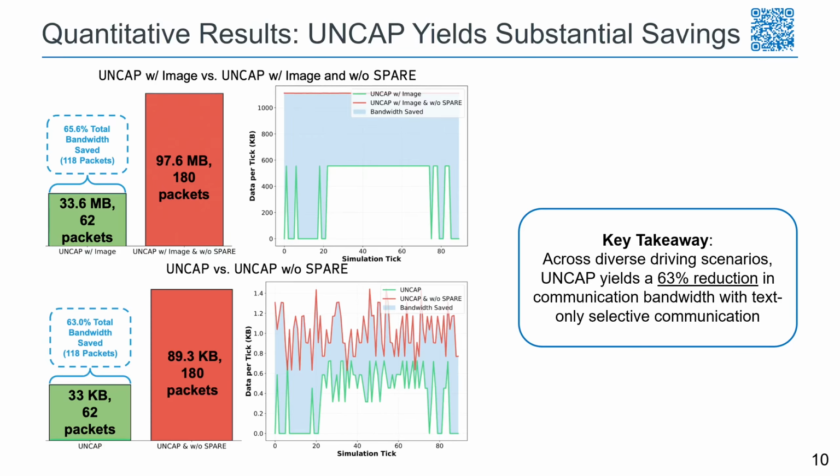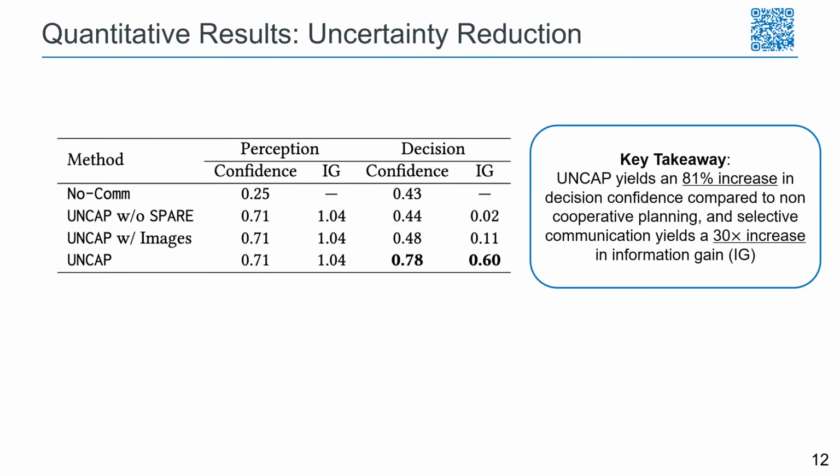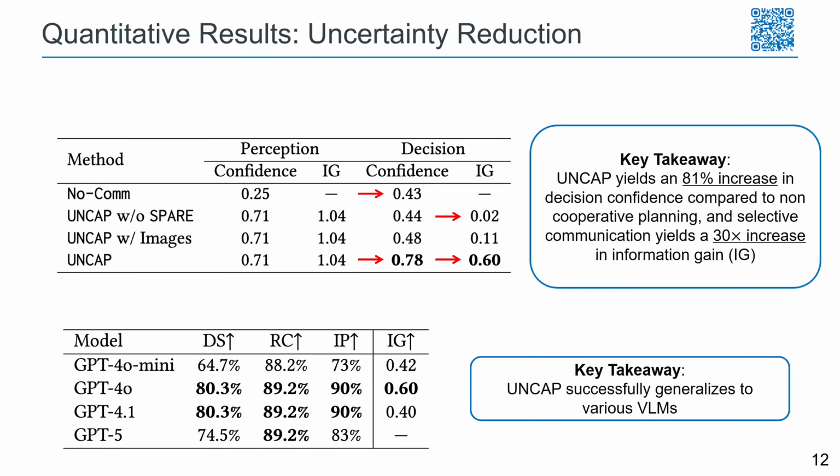Moving on to quantitative results, we note that using the selective communication framework leads to a minimum of 63% bandwidth saving, both using text or images. Moreover, UNCAP consistently outperforms baselines, resulting in a 31% increase in driving score. More importantly, UNCAP results in an 81% increase in decision confidence and a 30 times increase in information gain compared to non-cooperative planning. Not only is UNCAP a zero-shot approach, it also generalizes to various VLMs.